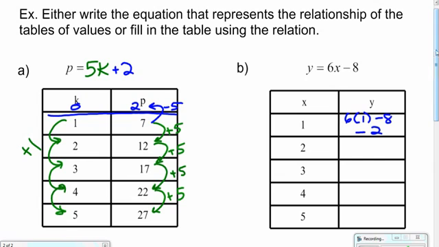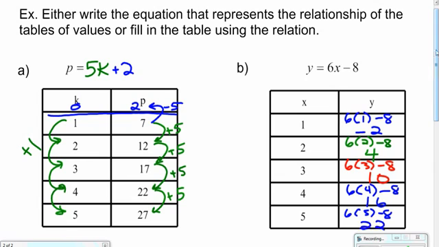Do the same thing if x is 2. So 6 times 2 take away 8. So 12 take away 8 gives us a value of 4. Do the same on the next one. 6 times 3 minus 8. 6 times 3 is 18. Minus 8 is plus 10. Okay, keep going. 6 times 4 is 24. Take away 8 is 16. And 6 times 5 minus 8, so 30. Take away 8 is 22.